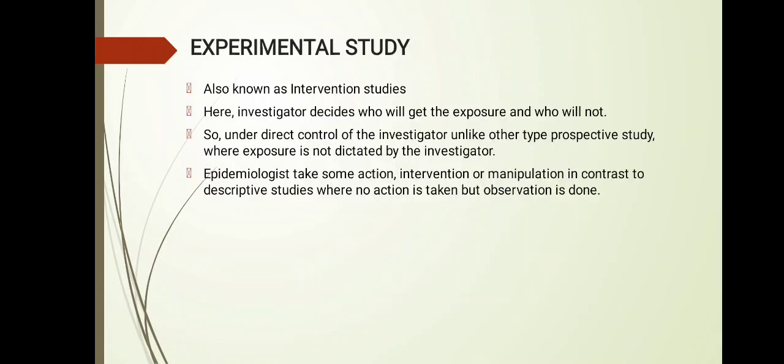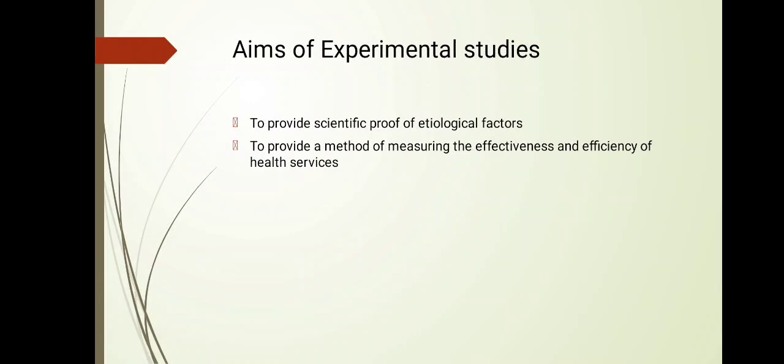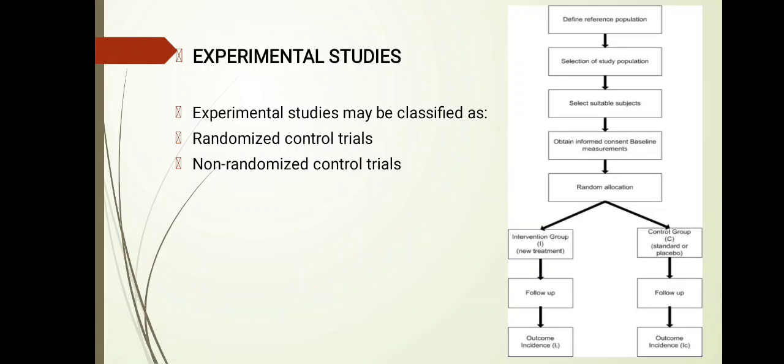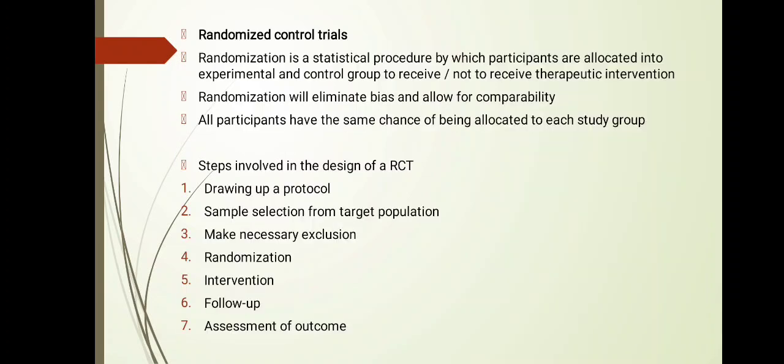Experimental studies, also known as investigational studies, investigate which people will get the exposure and who will not, under direct control of the investigator, unlike other types of prospective studies where exposure is not dictated by the investigator. They aim to experiment to provide scientific proof of etiological factors, and to provide a method of measuring the effectiveness and use of healthcare services. Experimental studies may be classified as randomized controlled and non-randomized controlled studies. Then randomized controlled studies.